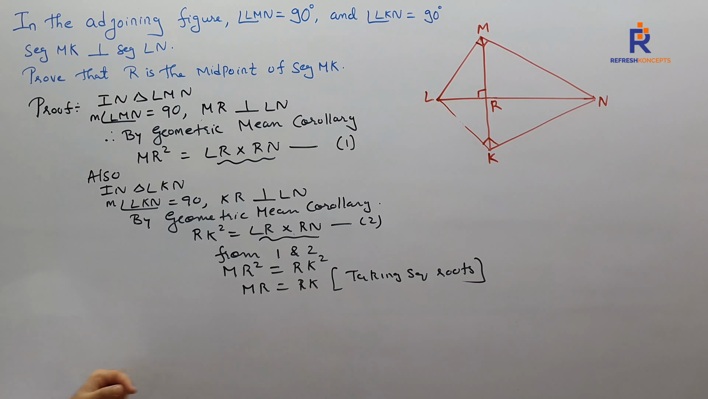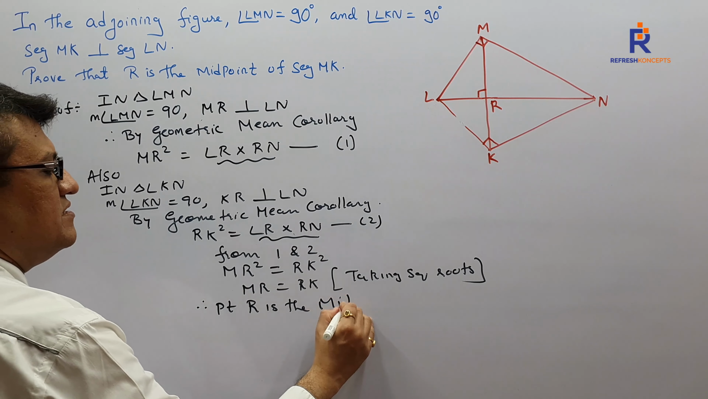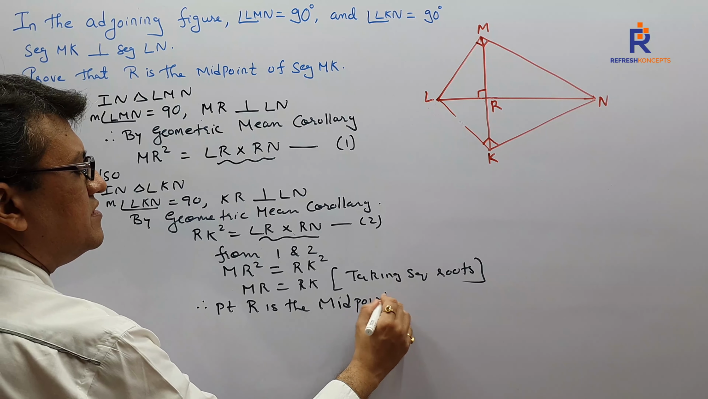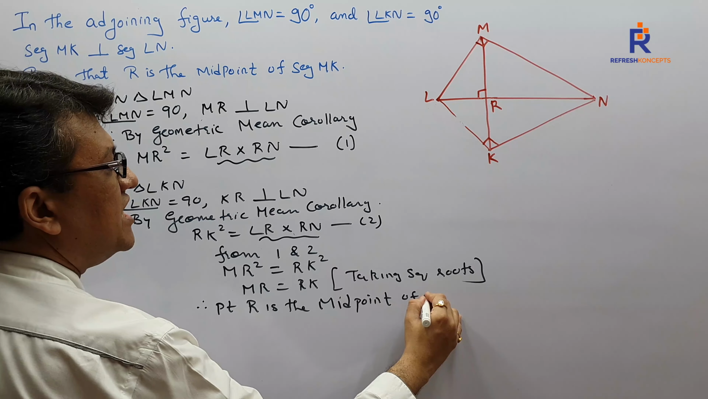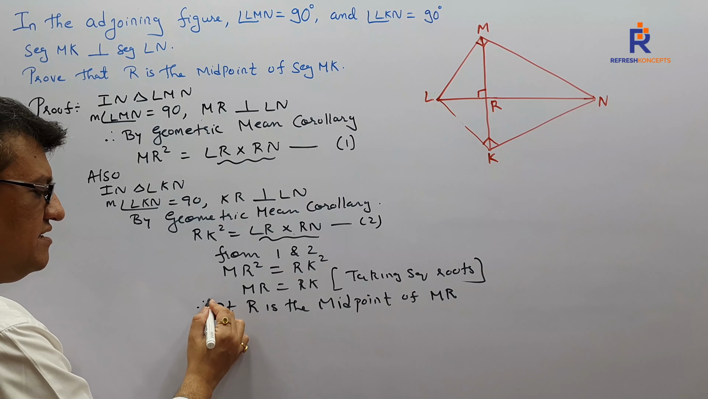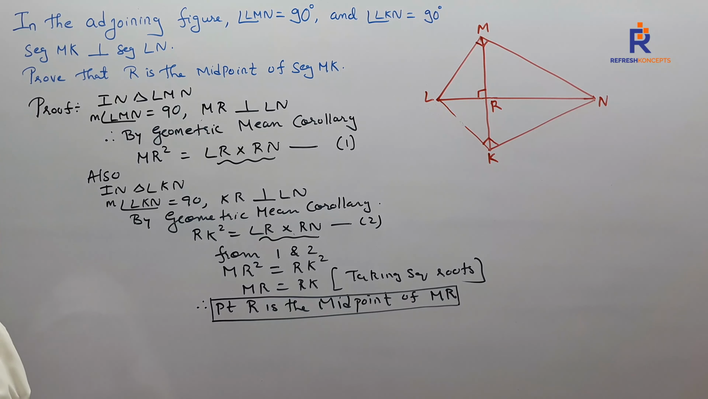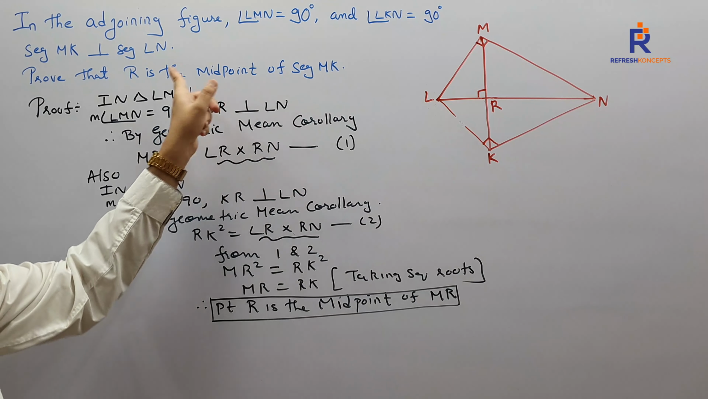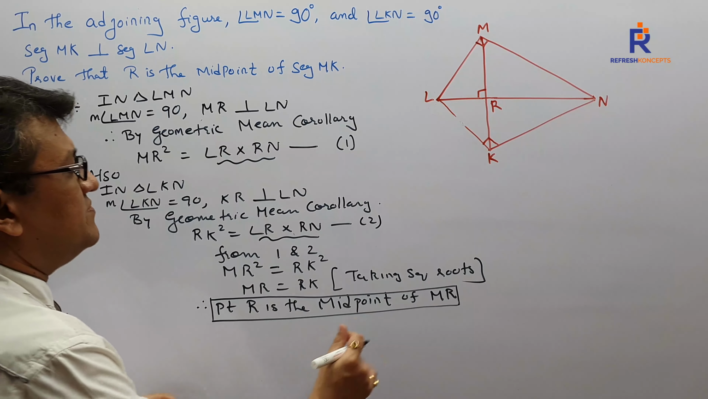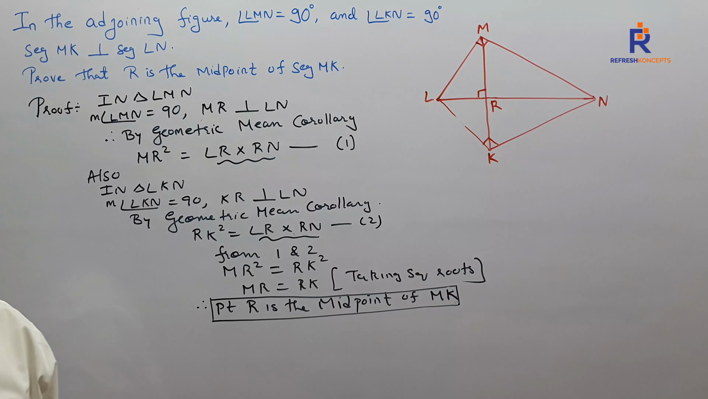So what do we infer? Therefore, point R is the midpoint of MK. MR, RK. R is the midpoint of MK. That's what we wanted to prove. R is a midpoint of MK. Right? That's it.